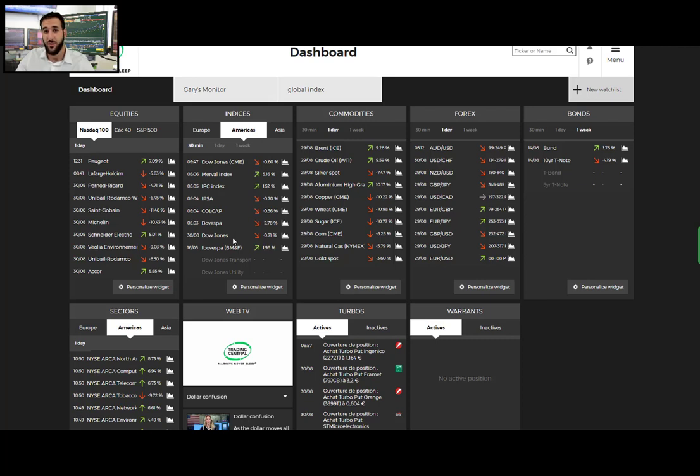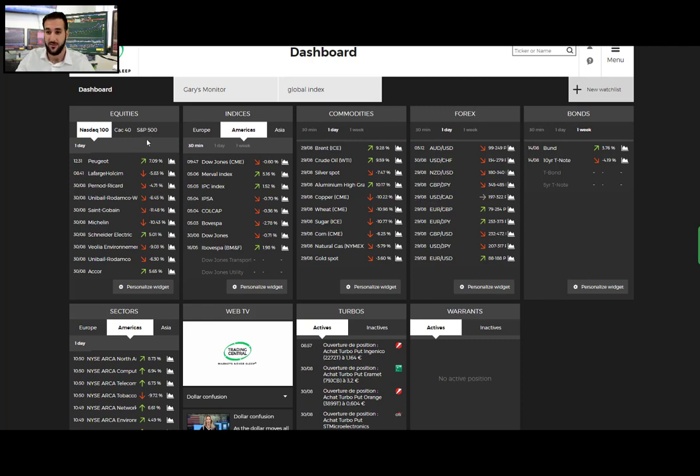Now the dashboard is a great opportunity to grasp the bigger picture of the overall markets. In just one page, you can see how the major commodities are doing, what stocks are hot in the market, and what indices to watch out for, or even what forex pairs to consider trading. All this on an international scale.